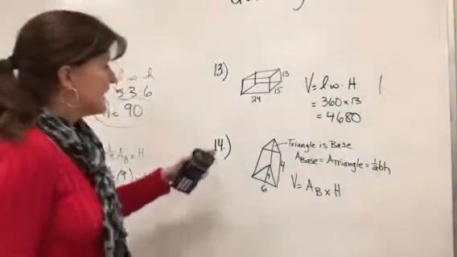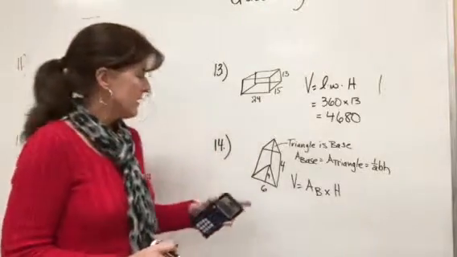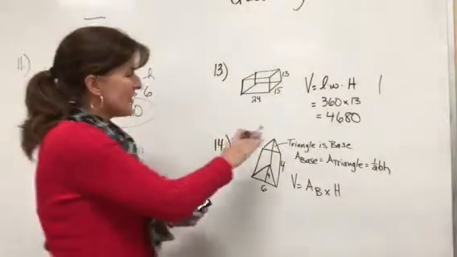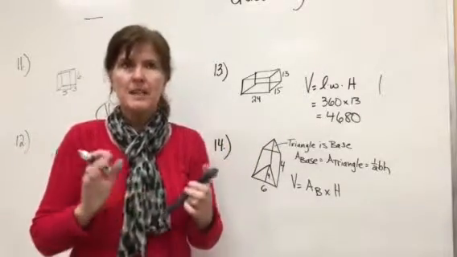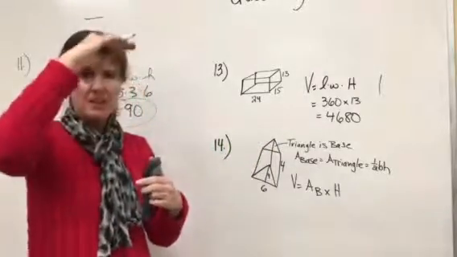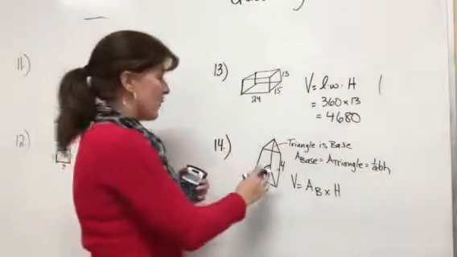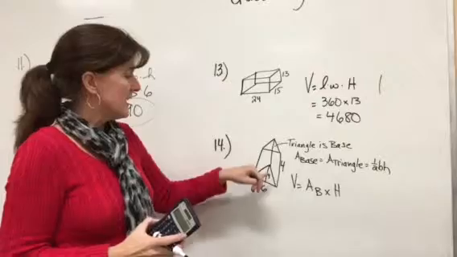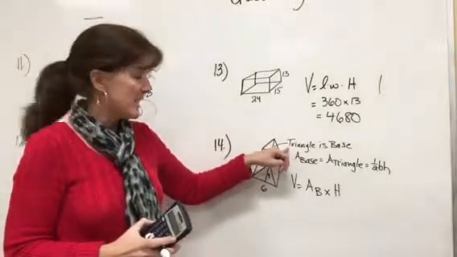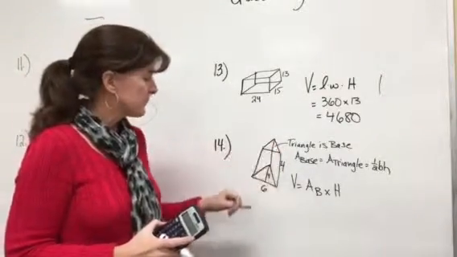Okay, number 14 is a triangular prism with the base. Remember, even though it's on the rectangle, when you have a prism, you have the same bottom as you have the top, so the base is what there is the same of. So you're going to kind of flip it on its side, and you're going to put the triangle as its base because you have two triangles here.